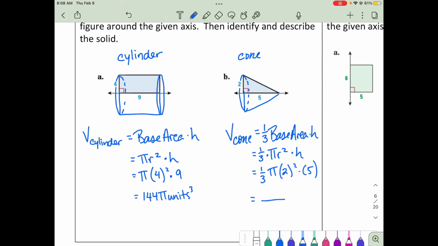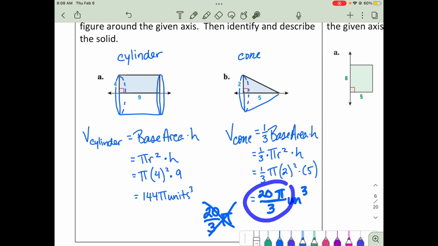Now, I want you to get in the habit, when you know the answer is going to be a fraction, of putting pi in the numerator. And then we would end up with 20 pi over 3 units cubed. So rather than writing 20 over 3 pi, please get out of the habit of doing that. Write it as just one fraction. That will make life easier once we get to fourth quarter when we're going to graph things like this. I know, try to contain your excitement.